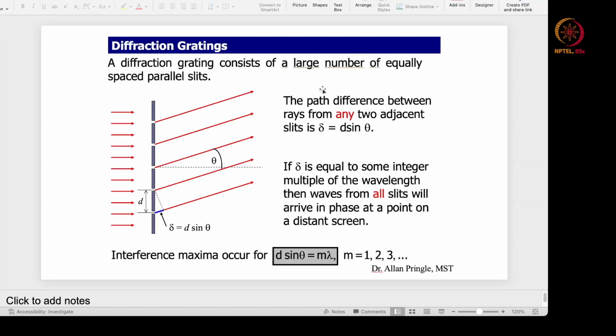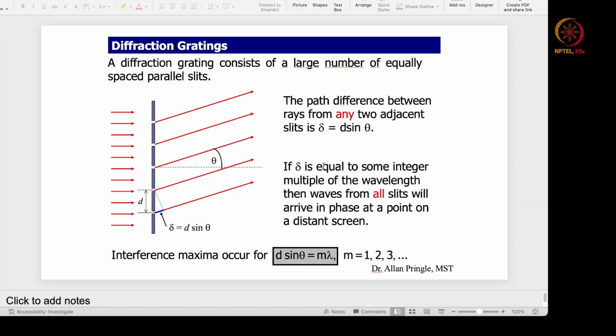These are called diffraction gratings. Diffraction gratings basically consist of a large number of equally spaced parallel slits, as you can see over here. So this is again a parallel beam of rays coming and impinging on this array of slits. These slits are separated by a distance d, and the light is diffracted, or bent, at certain angles. The path difference between rays from any adjacent slits, these two points for example, is given by delta, which is d sine theta, as you can understand.